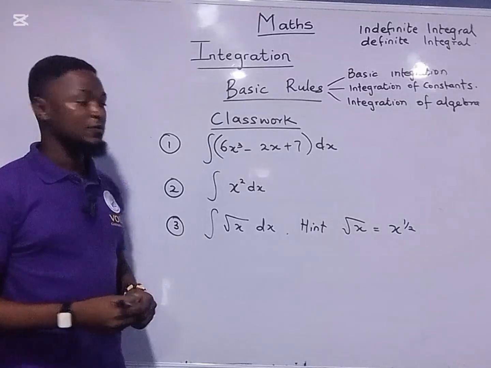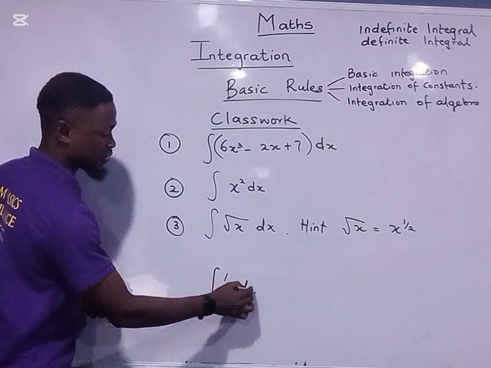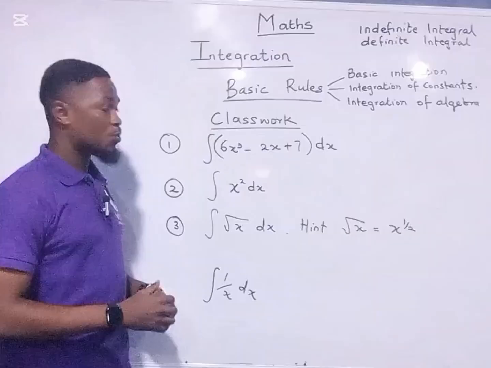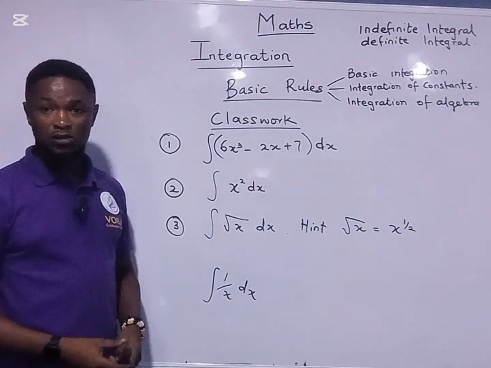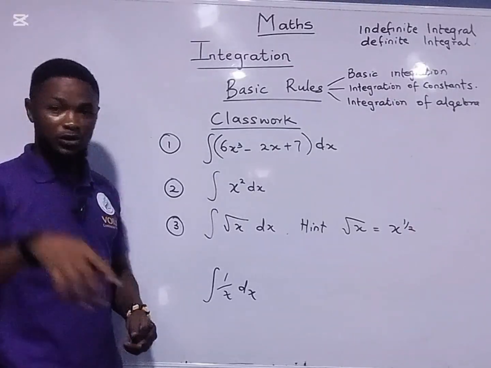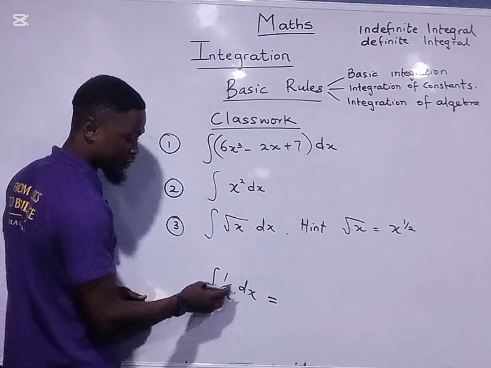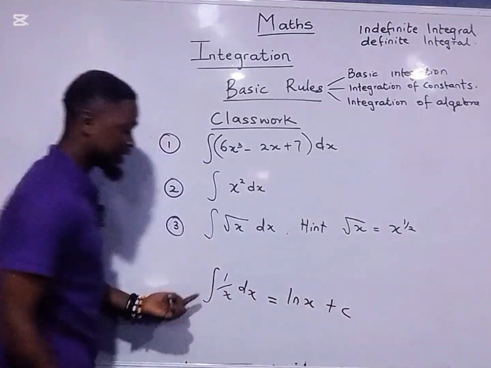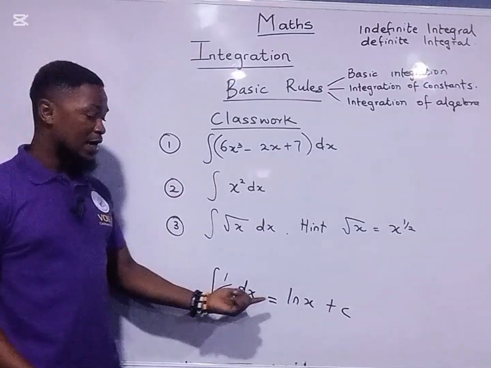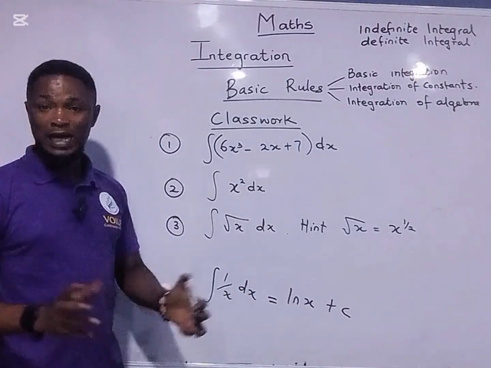We also have integral of 1 over x. What does it mean? Remember, I told you that your power should not be minus 1. So when your power is minus 1, what is the integral? In fact, let me just tell you. When your power is minus 1, the integral of 1 over x is called ln x. So if you see anything like 1 over x, the answer is ln x plus c. We'll do that in another video.